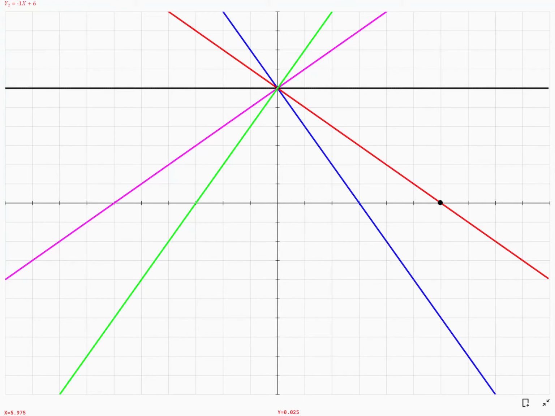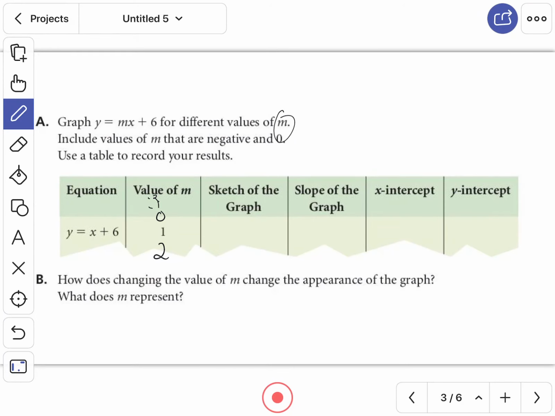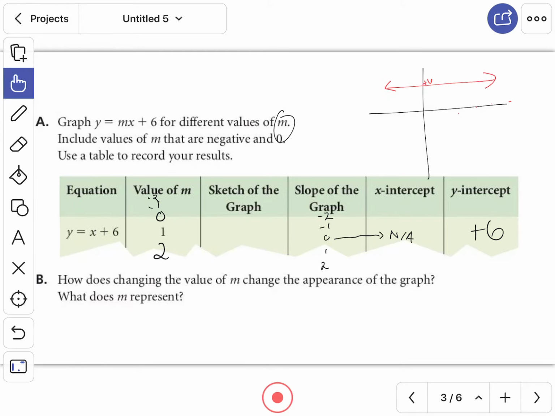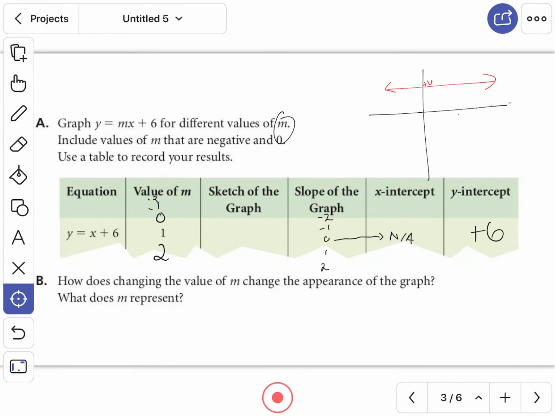Okay, so you could fill in the table of values in our chart here. Our y-intercept was positive 6 in all cases. The slope of the graph was negative 2, negative 1, 0, 1, and 2. And the x-intercepts you could record. There is no x-intercept for the graph where m equals 0, because it crossed at positive 6 and never touches our x-axis. So what does m represent then? Well, m represents the slope of the graph.